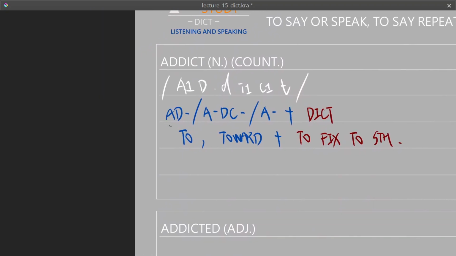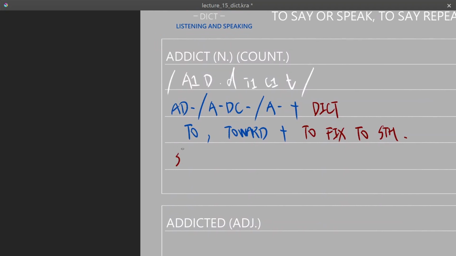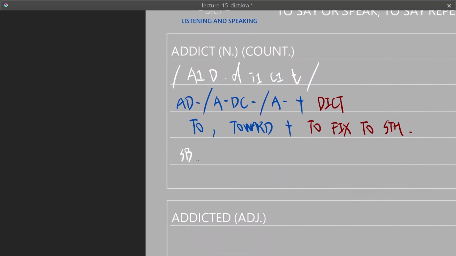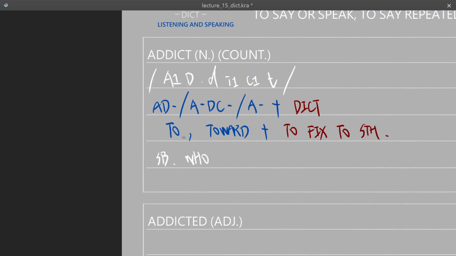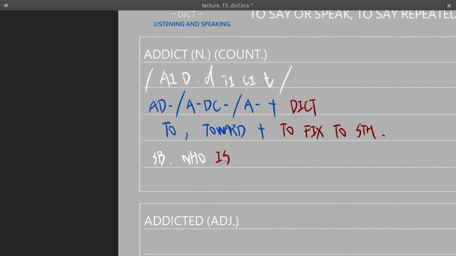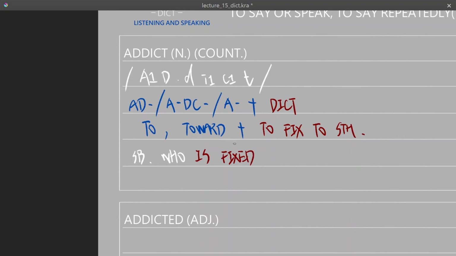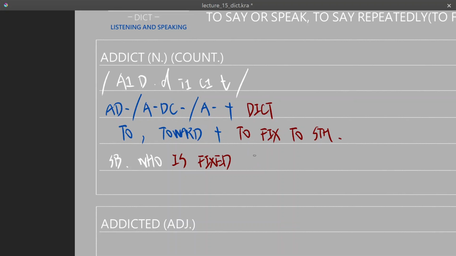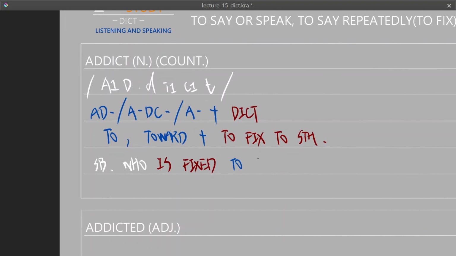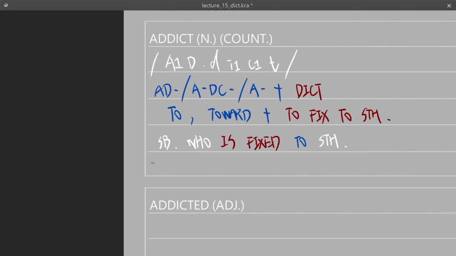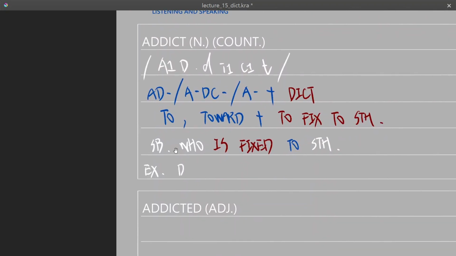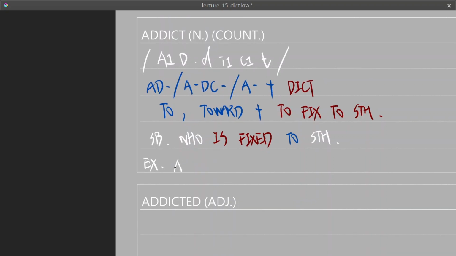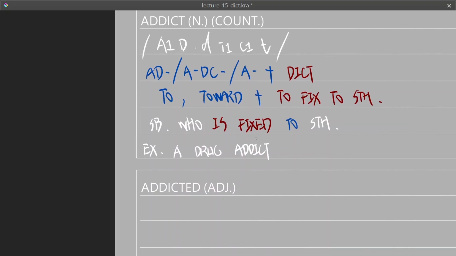So addict would be somebody who is fixed to something. So for example, we have, let's say, drug addict, a drug addict. All right.